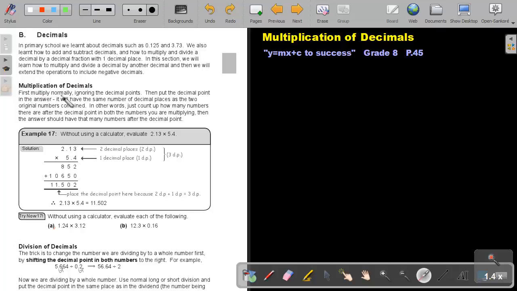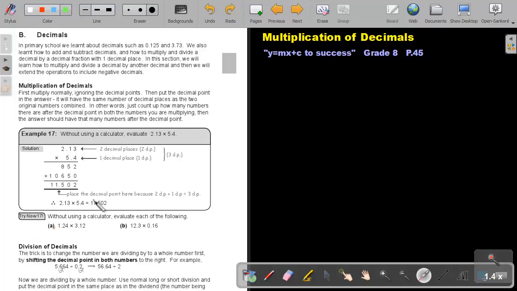First, multiply normally. Ignore the decimal points. Then put the decimal point in the answer. It will have the same number of decimal places as the two original numbers combined. In other words, just count up how many numbers there are after the decimal point in both the numbers you are multiplying. Then the answer should have that many numbers after the decimal point.